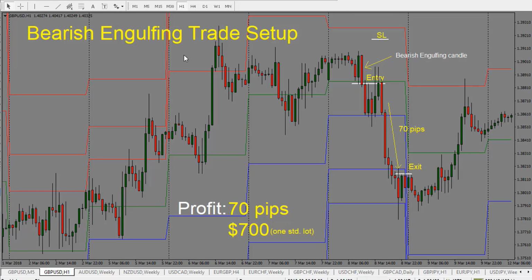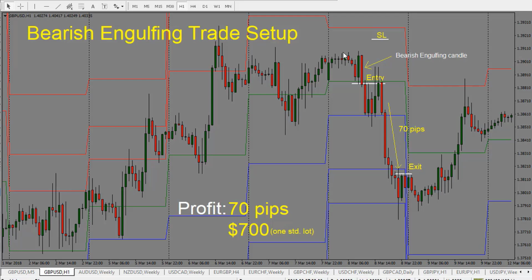Here we're looking at a bearish engulfing trade setup. This is the pound US dollar 1 hour chart. A bearish engulfing trade setup is formed when we get a big bearish candle that will actually take over the previous price action. So if we were to take this candle and put it on top of this previous candle, we won't be able to see the previous candle. So the bearish candle here engulfs the previous price action. Once we get a bearish engulfing candlestick, we can look for an entry short.